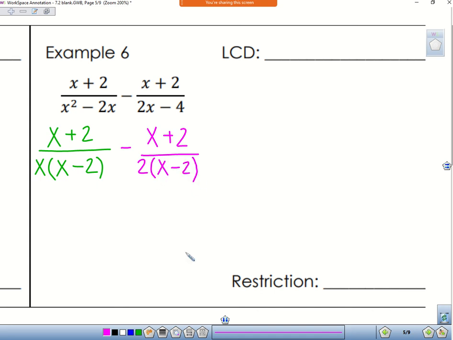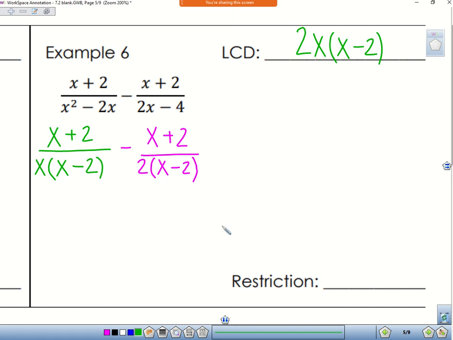Okay. Now let's identify our LCD. What do you notice both of these factors have in common? X minus 2. That goes in once. And now, what does this green fraction have that the other one doesn't in the denominator? It has an x. That has to go in once. And what does this one have that the other one doesn't have? 2. That has to go in your LCD as well. Yes, it came from factoring the denominators. And if they both have it, you only need to write it once in the LCD.